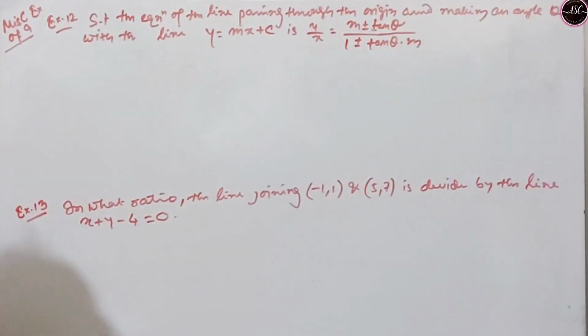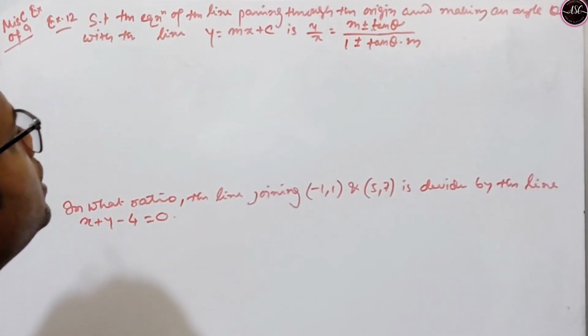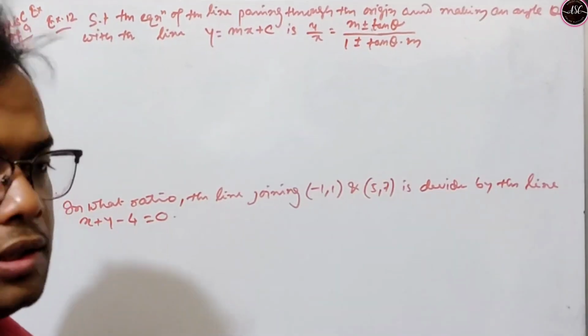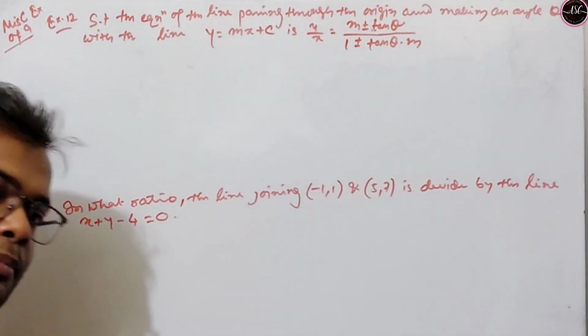Okay, look at this question. The equation of the line passing through the origin and making an angle theta with the line y equal to mx plus c is y by x equal to m plus minus tan theta divided by 1 minus plus m tan theta.